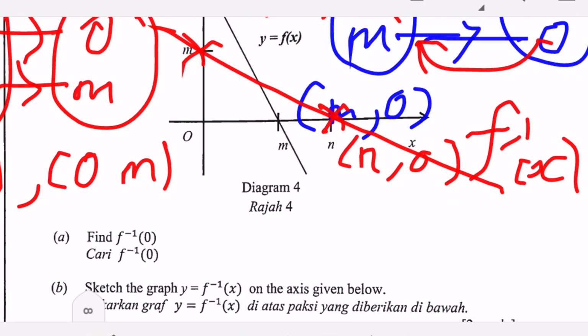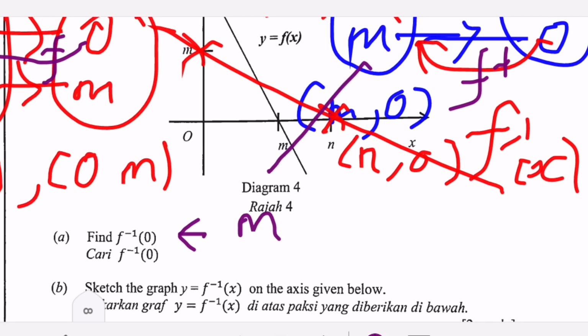Now question A is quite easy. You're asked to find the image when the object is 0 for the inverse function. For the inverse function, you bring back 0 to m. So the answer should be m. That is the inverse function, which is the opposite of the function. The function will bring m to 0, the inverse function will bring back 0 to m. Clear? So that is 1 mark, easy. The inverse function will bring the object 0 back to m.